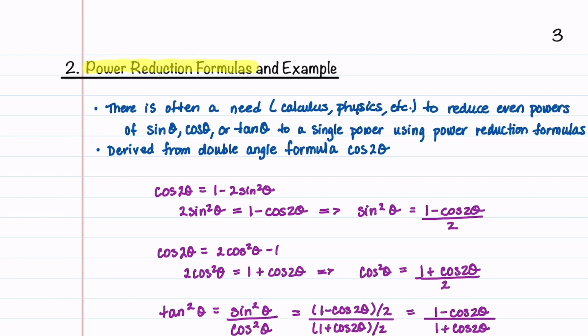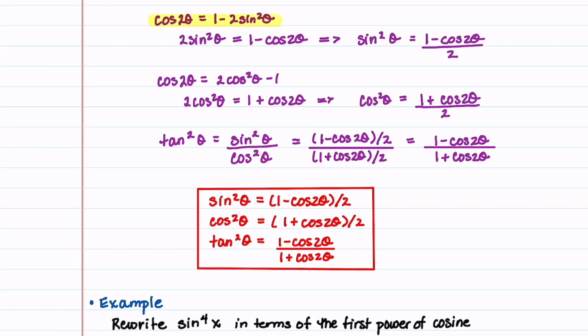Let's now look at power reduction formulas and walk through an example problem. All of the power reduction formulas can be derived from one single formula, and that formula is our double angle formula for cosine. I've included the derivations here if you want to see all the details. There's a power reduction formula for sine squared theta, cosine squared theta, and tangent squared theta.